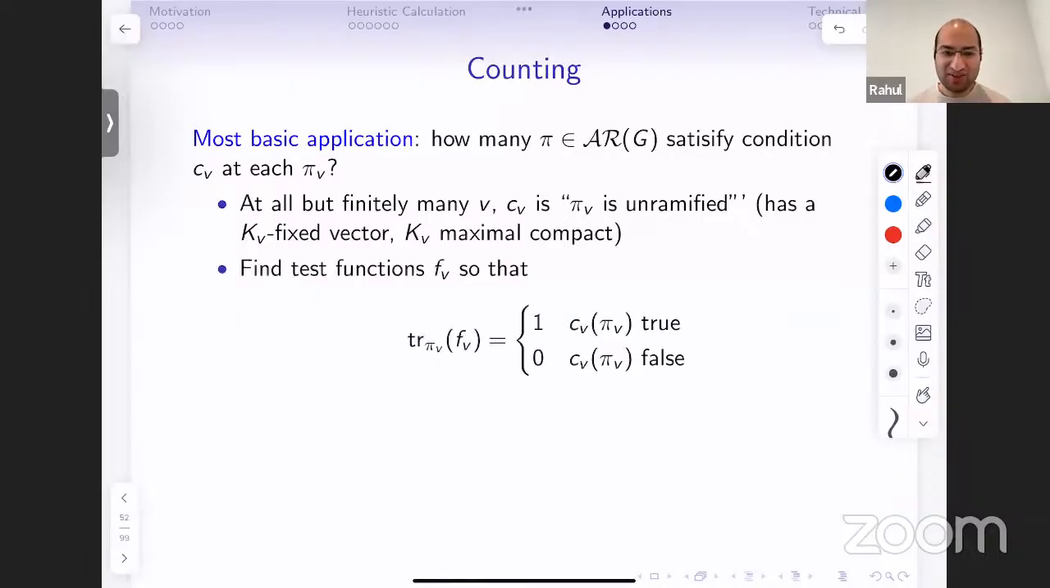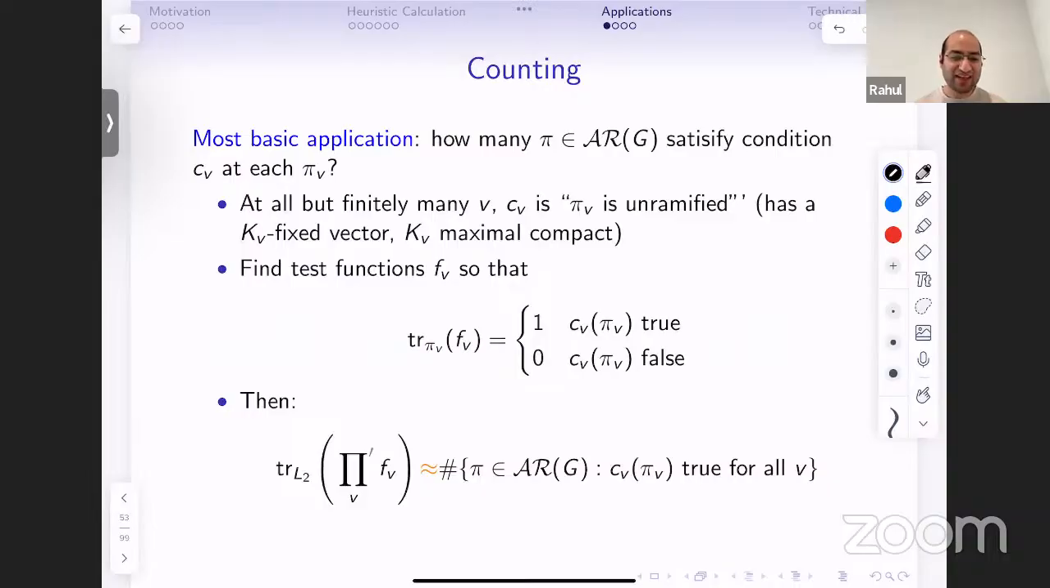So basically what we want to do, the way we would do this, is we would try to find test functions f_v at each place v, such that the trace against π_v of f_v is just 1 if the condition C_v of π_v is true, and 0 if the condition of π_v is false. So if we can find these test functions, then basically what's going to happen is that the trace against L² of this product of all these f_v, if we look at the spectral expansion or heuristic spectral expansion, we should expect this trace to be related to the count of automorphic representations such that this condition C_v is true for all v, right?